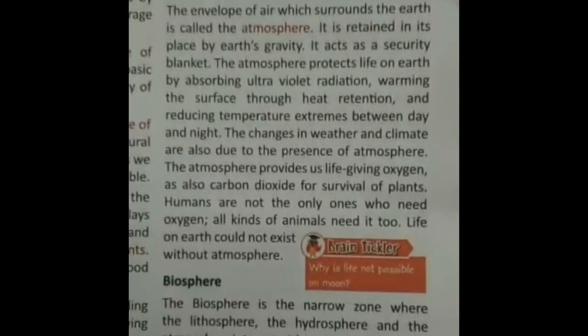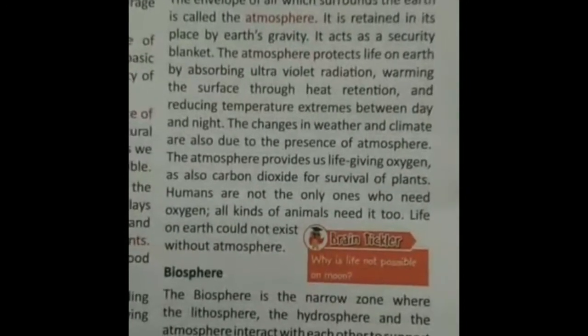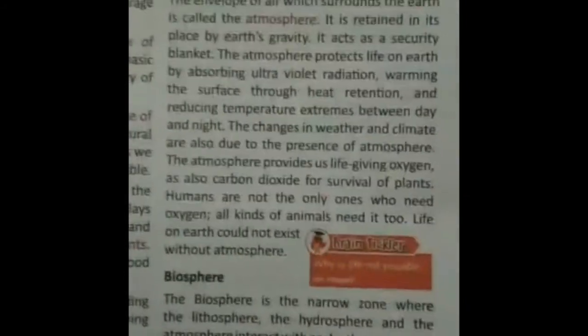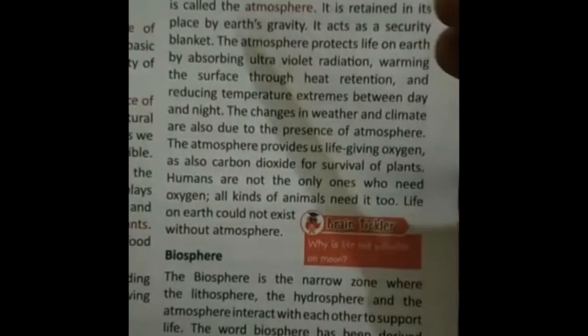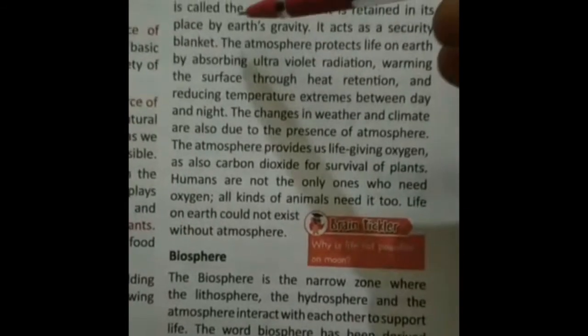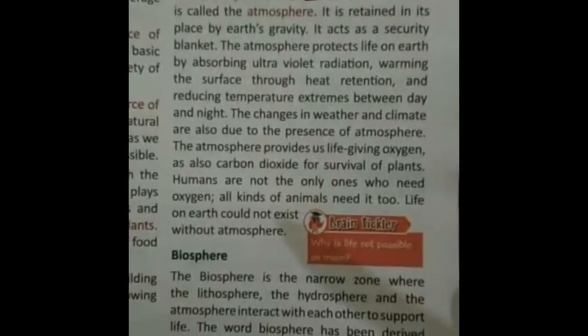Good morning, children. In the last lesson, we learned about lithosphere and hydrosphere, that is the two layers of the earth where we have all the minerals and water, which is very essential for life. Today, we are going to learn about atmosphere. Atmosphere is the air around us, and it is like a blanket around the earth because it holds everything by its gravity.